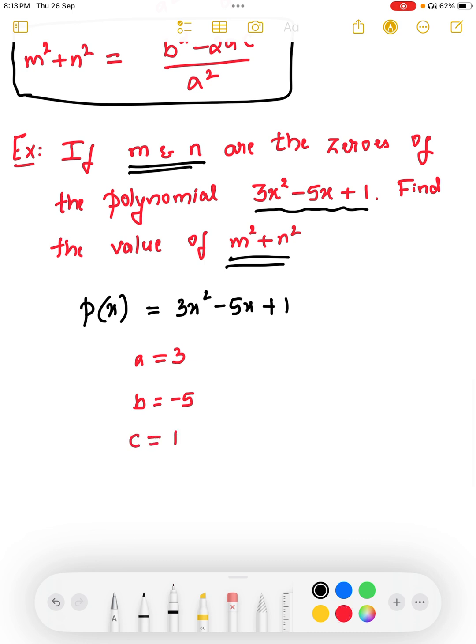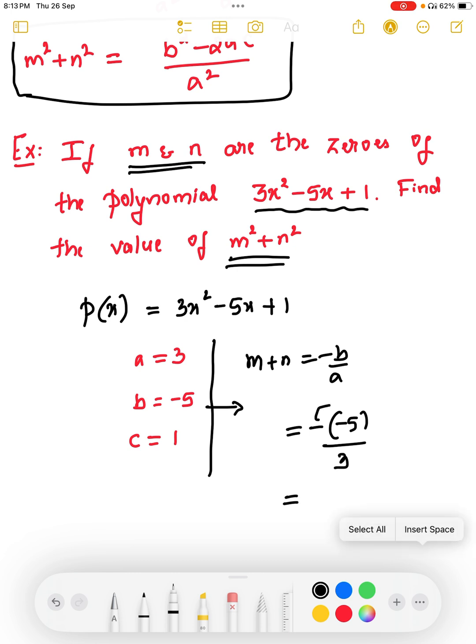And what is the sum of zeros? Sum of zeros, m plus n, is equal to minus b by a, right? What is minus b by a? Minus, what is b? b is minus 5. I'm using these results. What is a? 3. So this can be written as minus into minus, plus 5 by 3 we get. So the sum of zeros is 5 by 3.